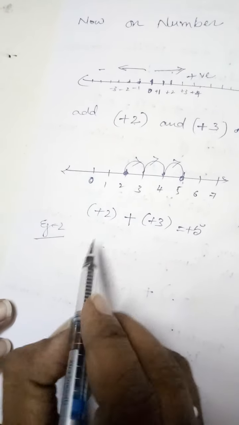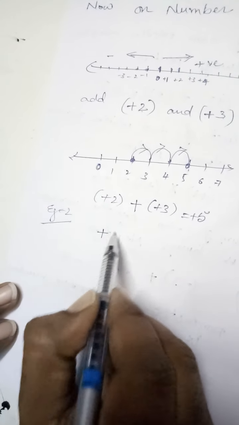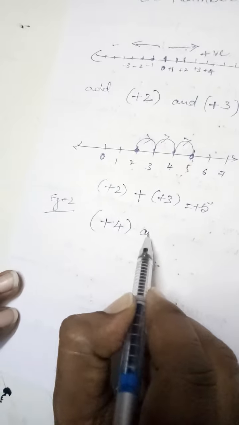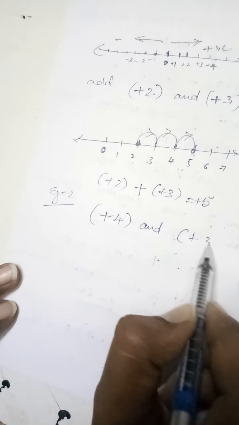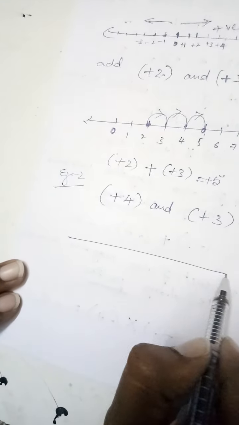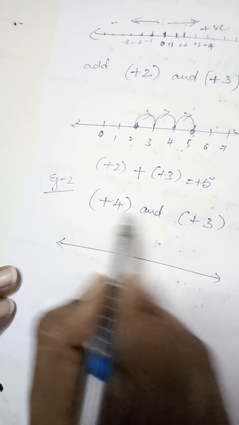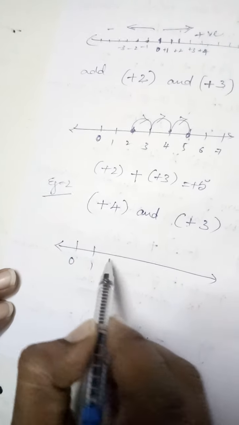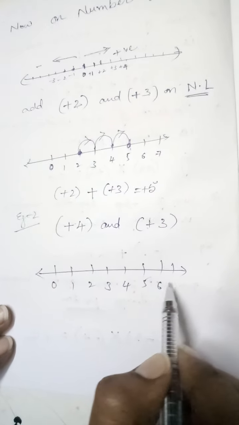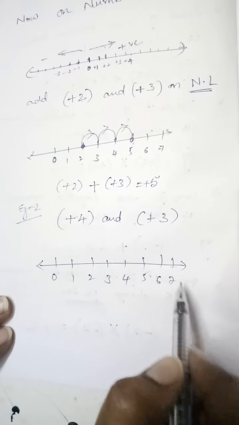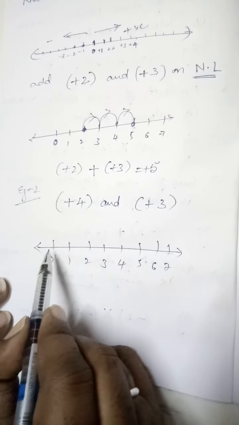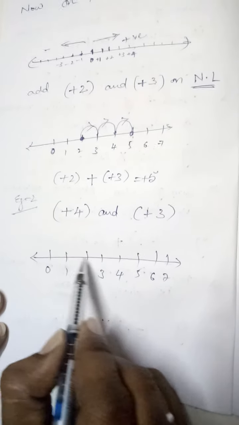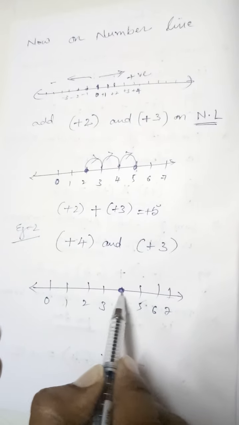We can take any number, for example plus 4 and plus 3. Again draw a number line. Here if you observe, both are positive, so I am taking only right side numbers. How many? 4, 5, 6, 7, like that. Now we have to start from 4. 1, 2, 3, 4. Yes, we have to start from 4.